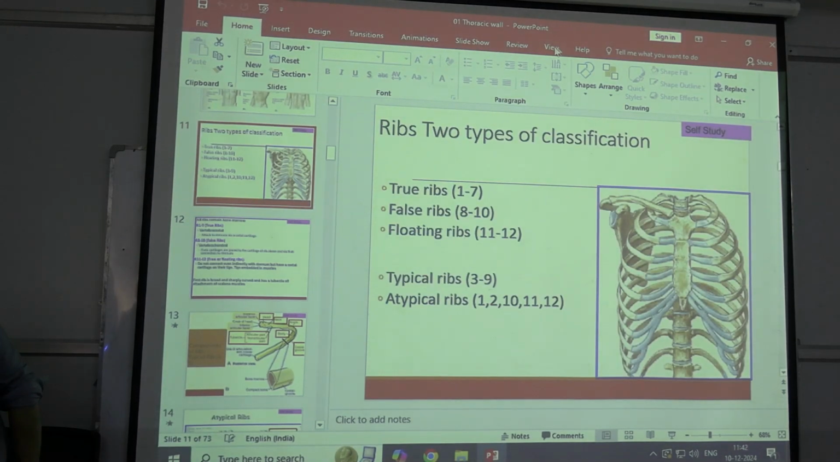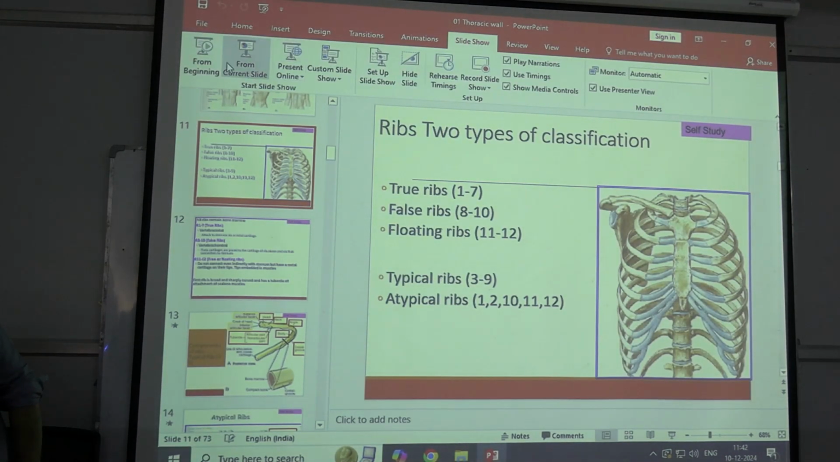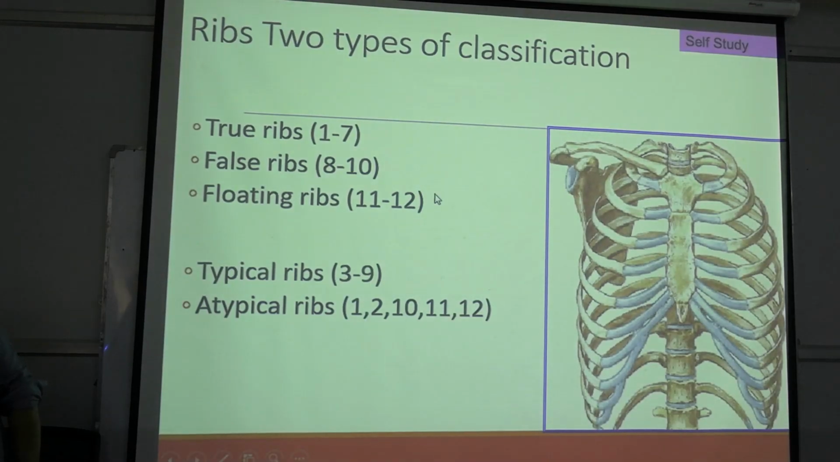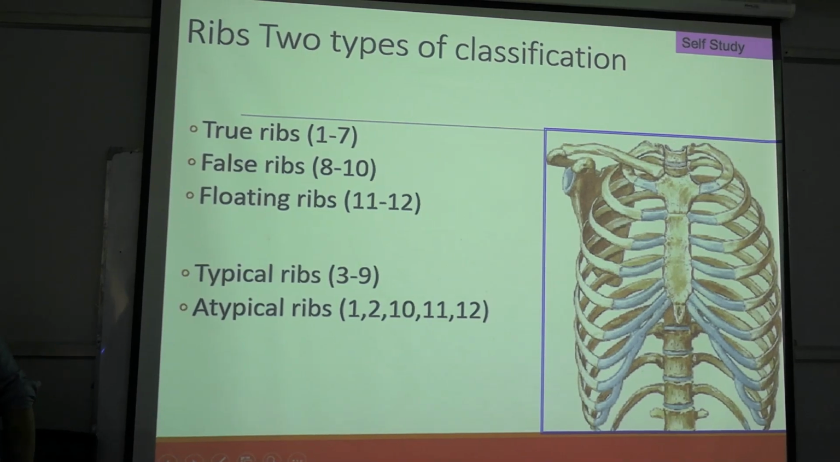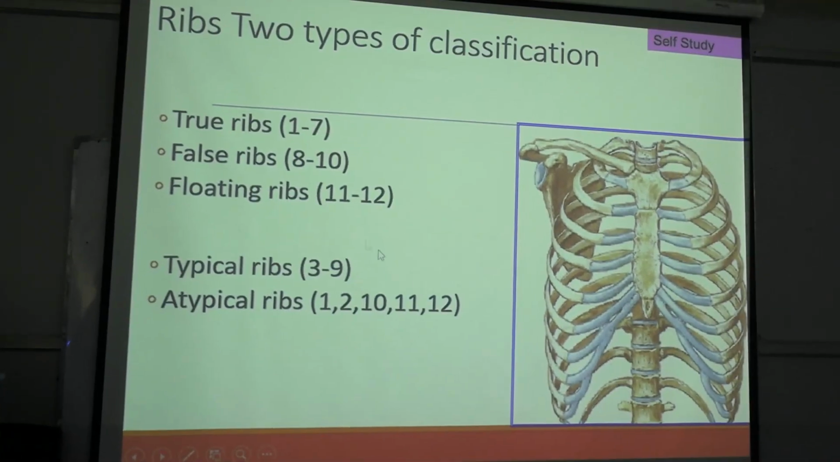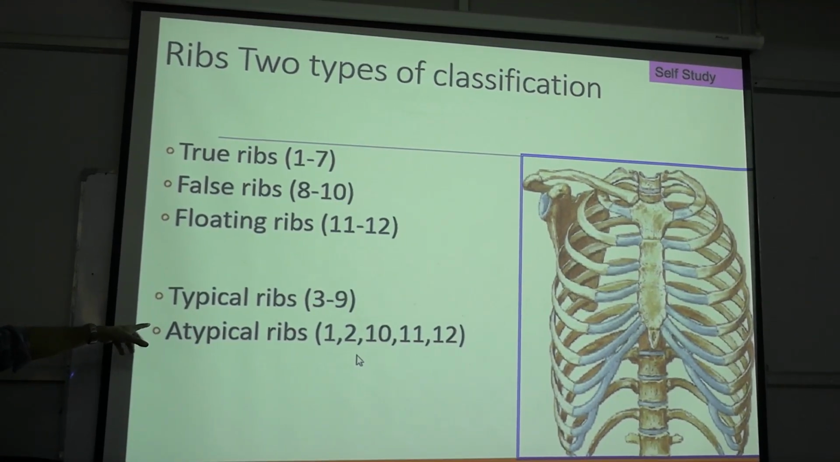So these are the basic divisions of it. There are false ribs, and floating ones, 11 and 12. The 12th one especially never articulates anteriorly and hangs free over here. These ribs can be classified as typical and atypical. Atypical ones look dissimilar, typical ones look similar.